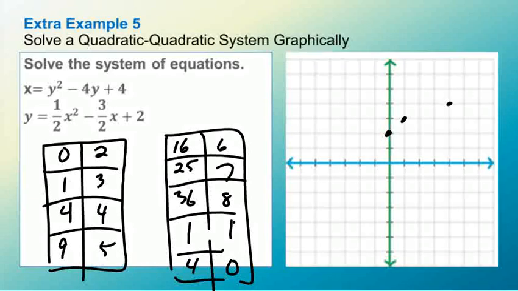What if I did -1? So -1 squared is 1 plus 4 gives us 9. So I have 9, -1. 1, 2, 3, 4, 5, 6, 7, 8, 9. 9, -1 would be roughly here. Let's do -2. -2 squared is 4. 4 plus 8. There, so let's see.